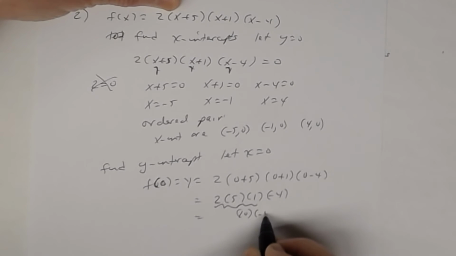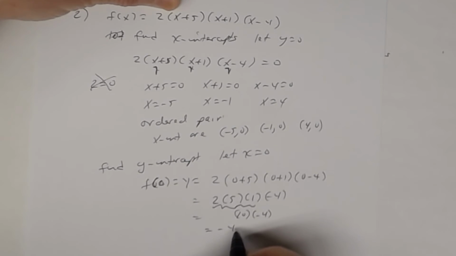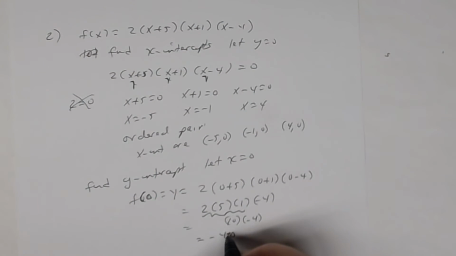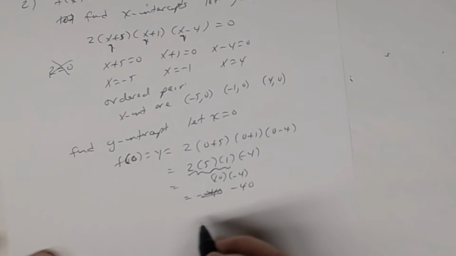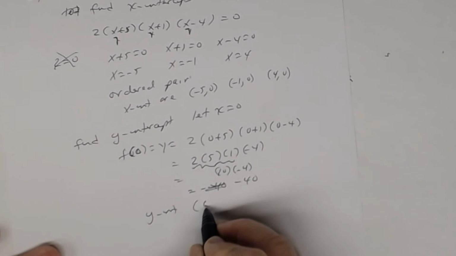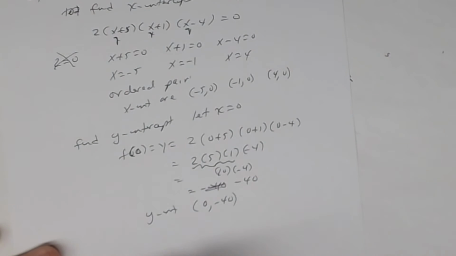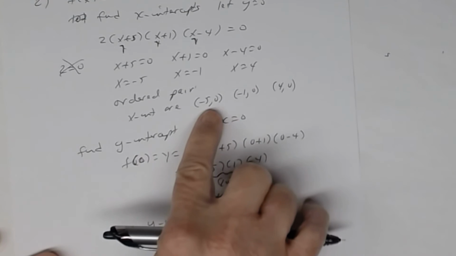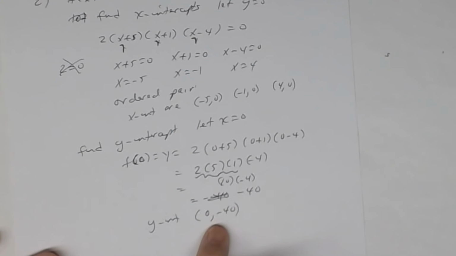And then 10 times a negative 4 is a negative 40. So my y-intercept as an ordered pair is (0, -40). So you have 3 x-intercepts and then 1 y-intercept. And here's what the graph looks like, just to show you.